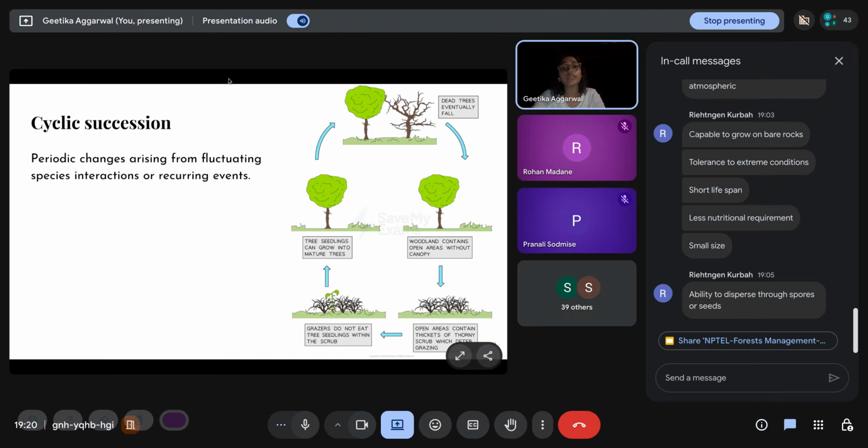For example, here you can see that there's a tree. Eventually, this tree dies and falls down. Then there will be open areas without canopy. Then these open areas will become thickets or shrubs. And then, if the grazers don't consume this, again a seedling will grow into another tree. So this is a very simple, small example of cyclical succession. But think about a forest which is regularly logged. It's logged, there's no trees left, then thickets form, then trees come again, and then somebody comes again and logs it once more. So that's also a kind of cyclical succession, right?